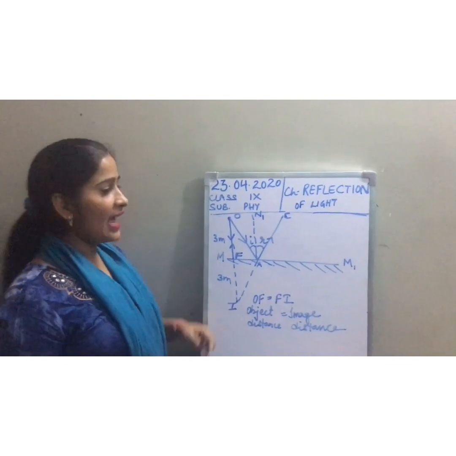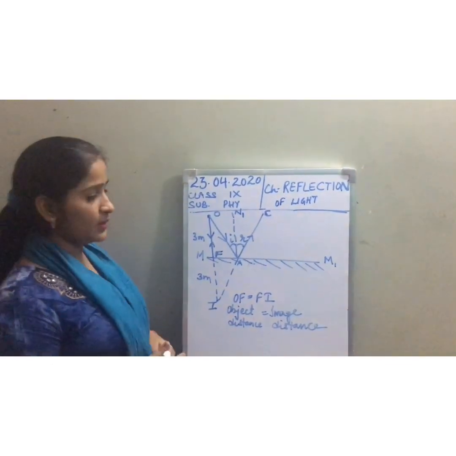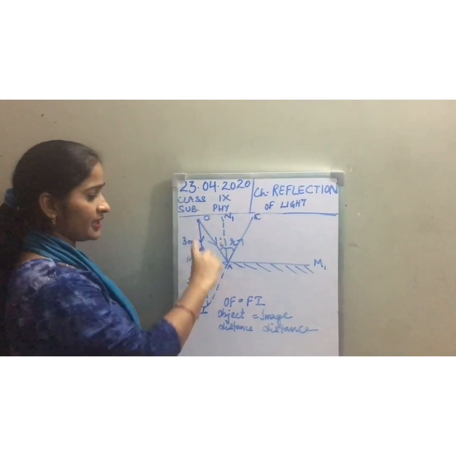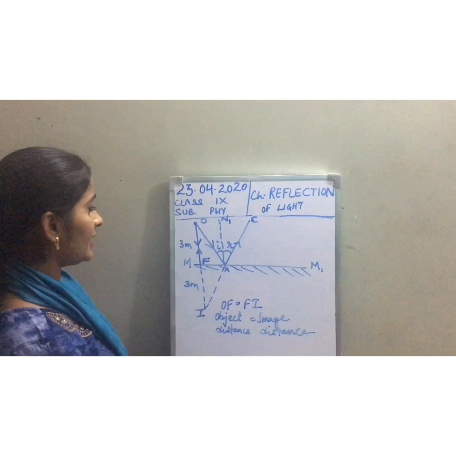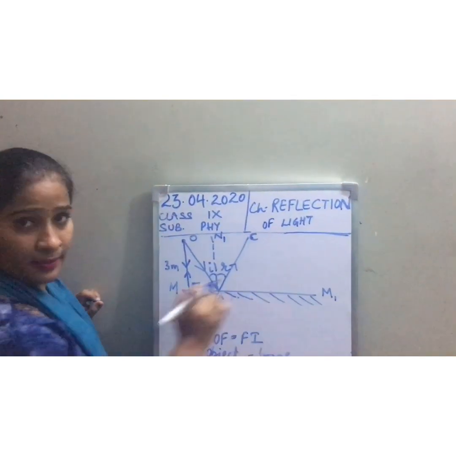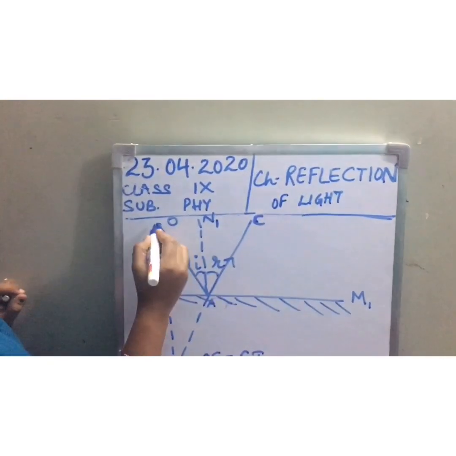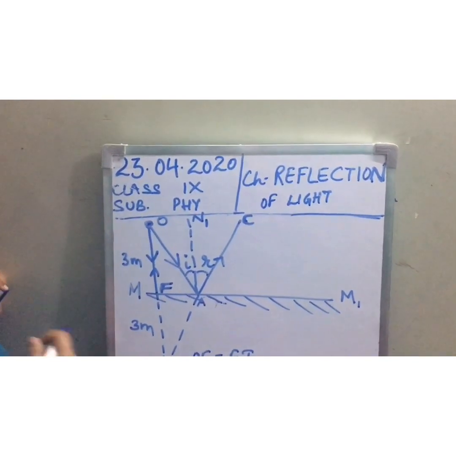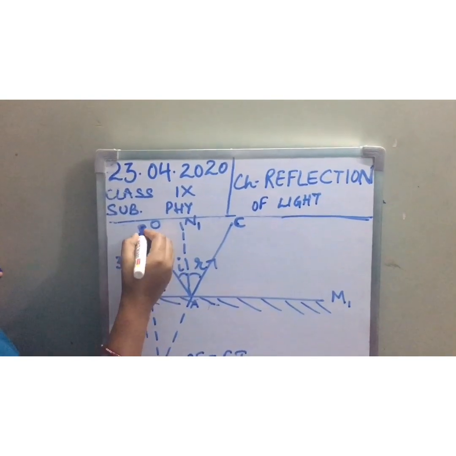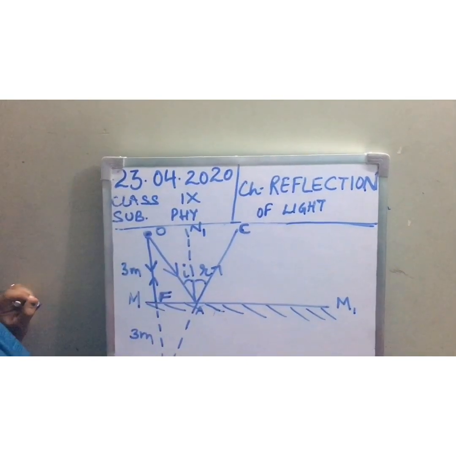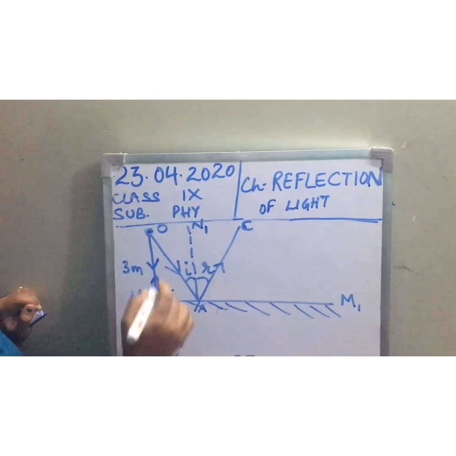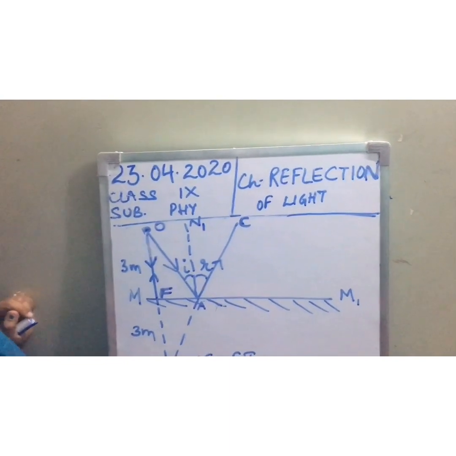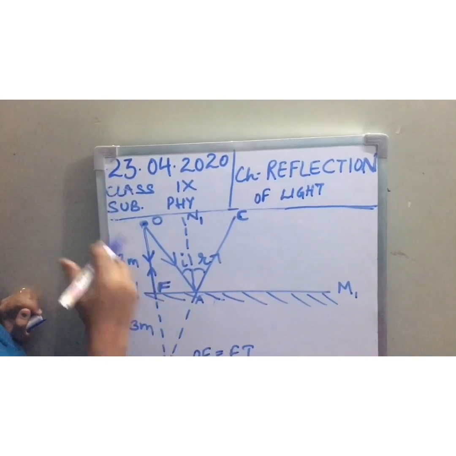Now children, I will show you a ray diagram through which you will understand that the object distance equals the image distance. See, MM1 is a plane mirror. In front of MM1, a point object O is kept. To form an image, we have to consider at least two incident rays. Let the first incident ray be normal to the mirror. Since the angle of incidence is 0, the angle of reflection will also be 0.